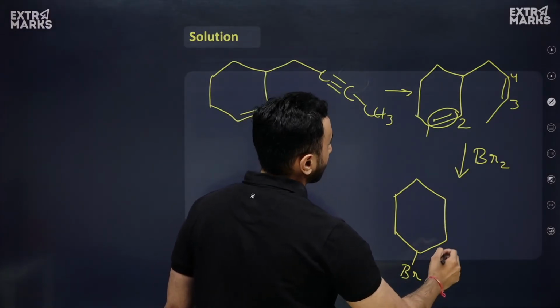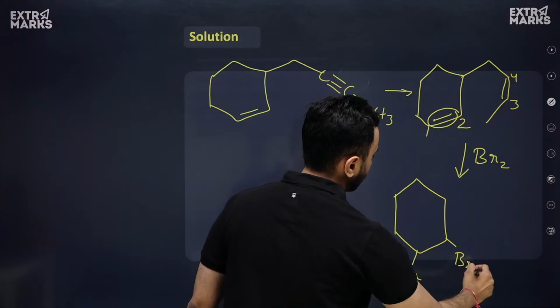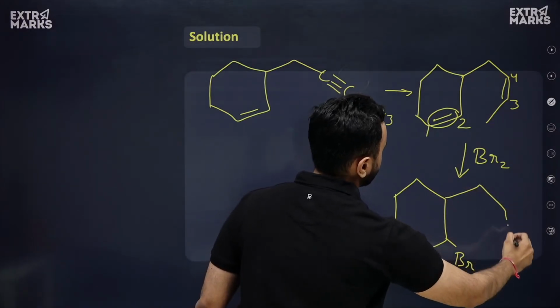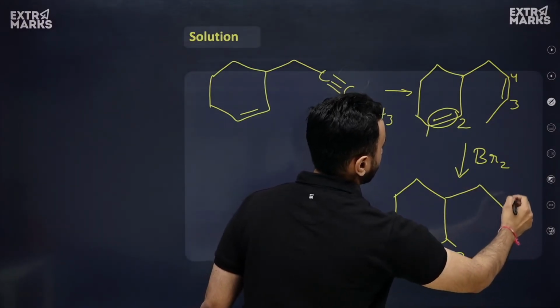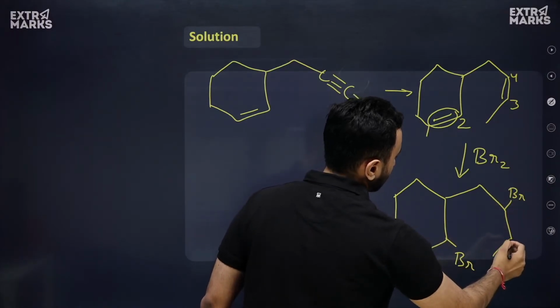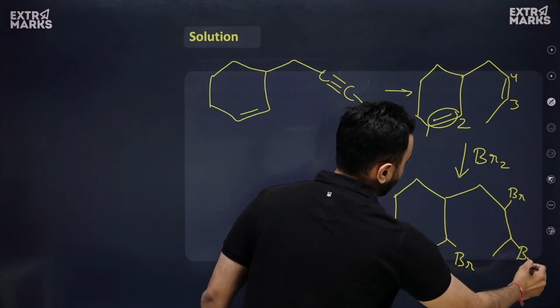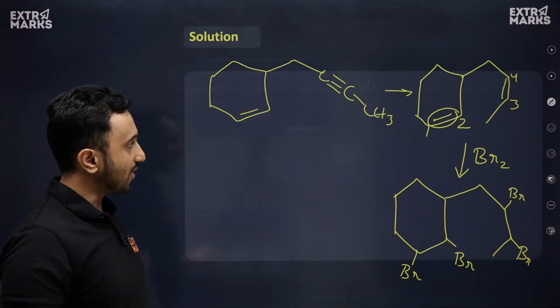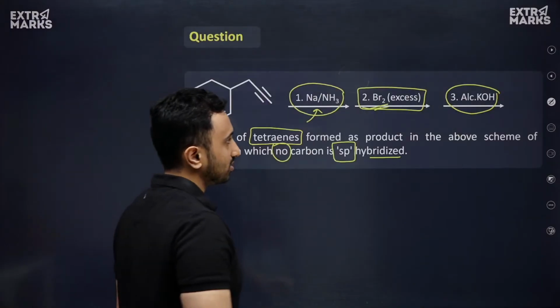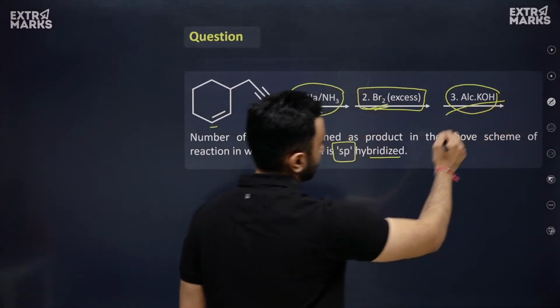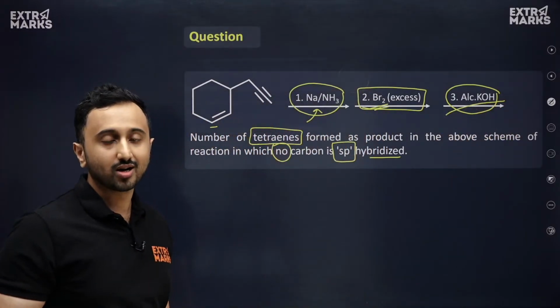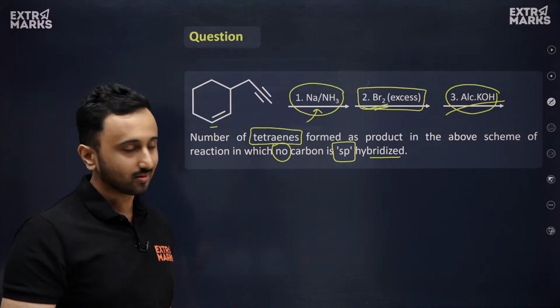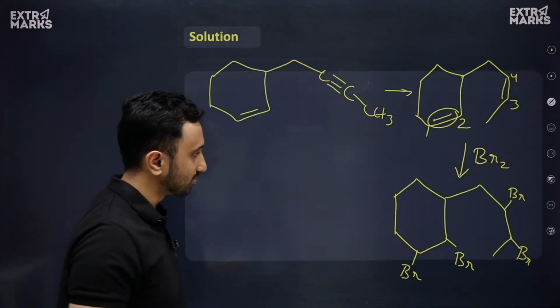Br, here also we have Br, 1, 2, 3, 4, here also we have bromine, here also we have bromine. This is what we will get. Now after this, in the last step we are using alcoholic KOH. That means we are doing dehalogenation. We are removing these bromine atoms.